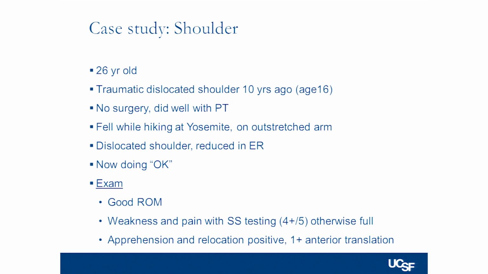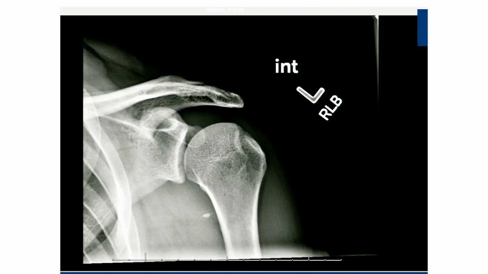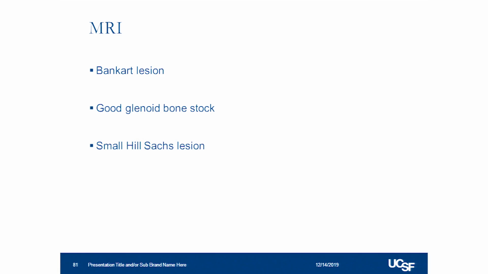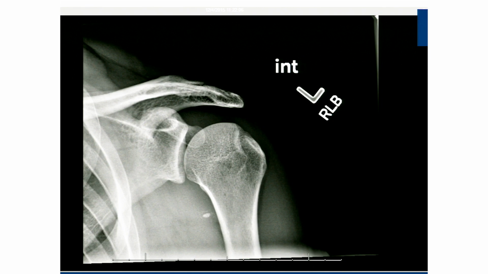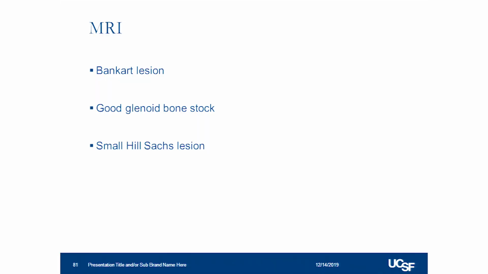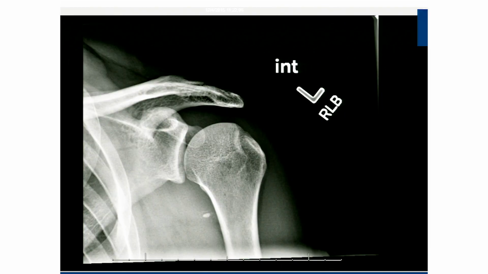Exam, you show he's got good range of motion. There is some pain with rotator cuff testing, and his instability signs are positive, right? Apprehension and relocation, and you can actually physically translate him. This is the X-ray, normal-looking joint. There's a little lesion down here, but I don't think that's of any significant relevance. You get an MRI on this patient, find the Bankart lesion, the glenoid bone is in good condition, and there's a small Hill-Sachs lesion, which you could actually see right there.